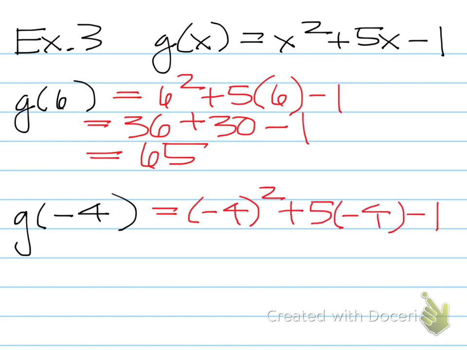To evaluate g of negative 4, we replace the x's with negative 4's and evaluate. Negative 4 squared is 16. 5 times negative 4 is negative 20. Minus 1. 16 minus 20 is negative 4. Minus 1 is negative 5.